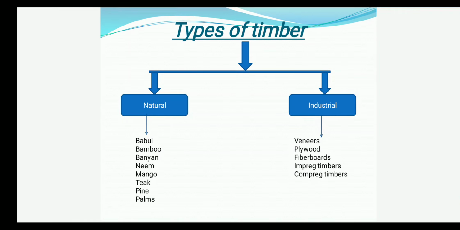Now mainly there are two types of timber. First type is a natural type of timber and second one is the industrial type of timber. The natural type of timber is obtained from bamboo, or some of the examples of the natural timber are given as bamboo, banyan, neem, mango, teak, pine, palms. While the industrial timbers are veneers, plywood, fiberboards, impreg timbers, compreg timbers.